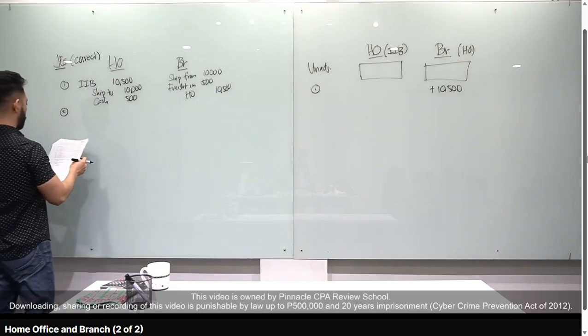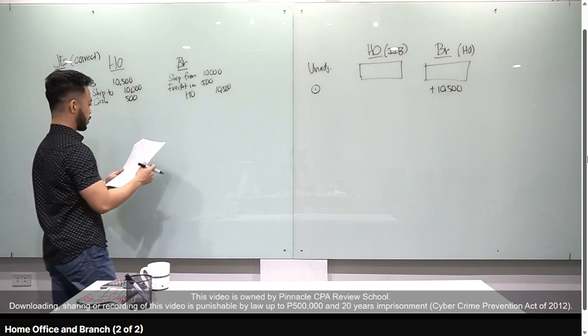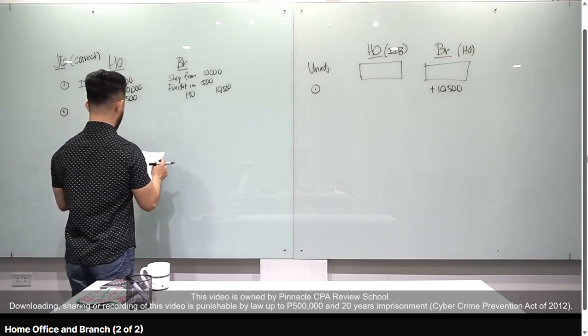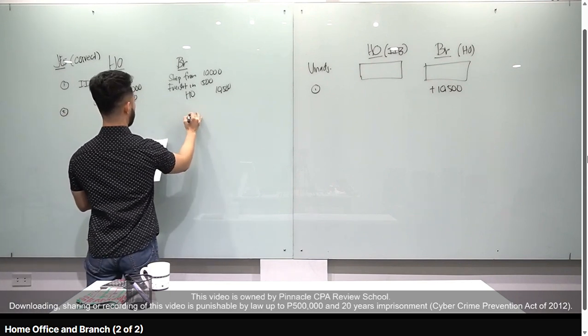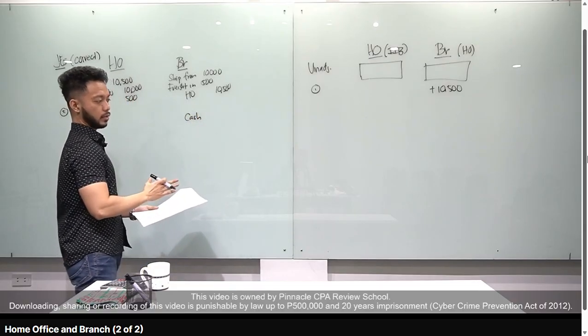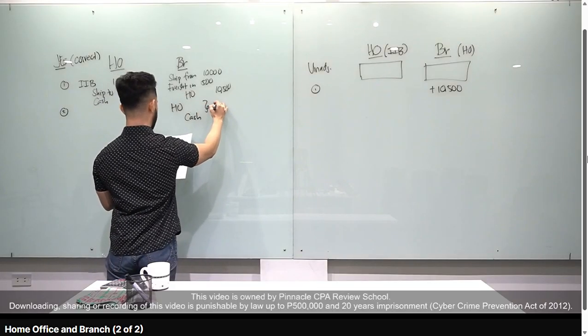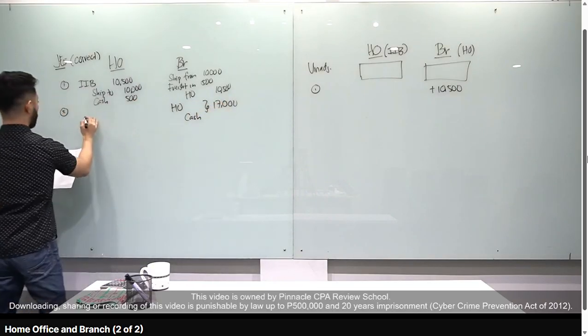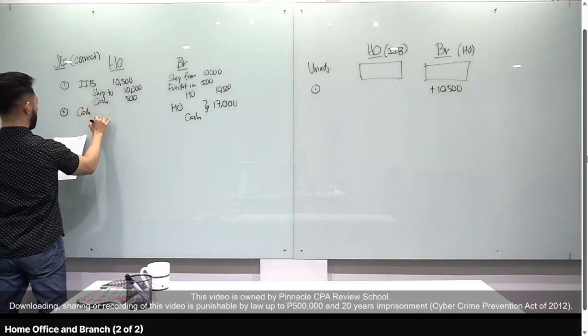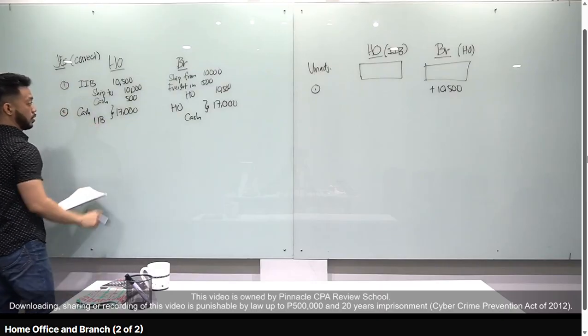The branch has transmitted 70,000 in cash back to the home office as partial payment on such purchased merchandise. This cash is received by the home office on January 6. So the entry in the books of the branch is a credit to cash. The branch sent cash, so the home office account decreases: debit HO, credit cash, 17,000. Right? In the books of the home office, debit cash, credit investment in branch, 17,000. As you notice, decrease in HO, decrease in investment in branch.